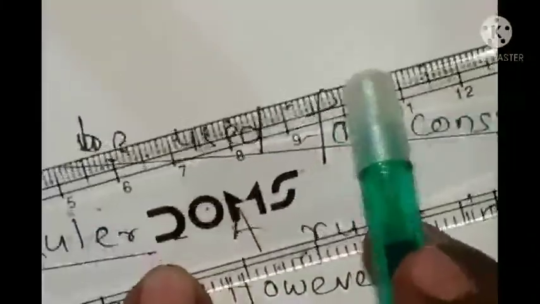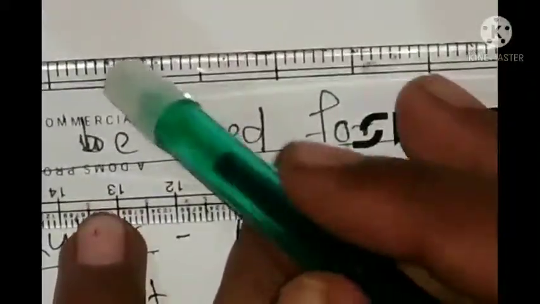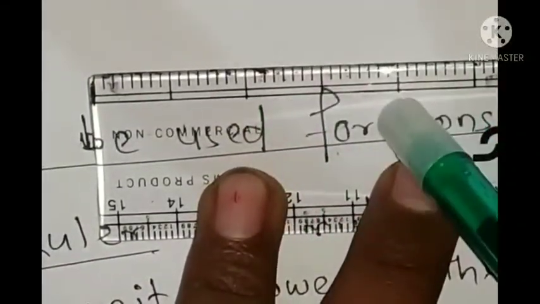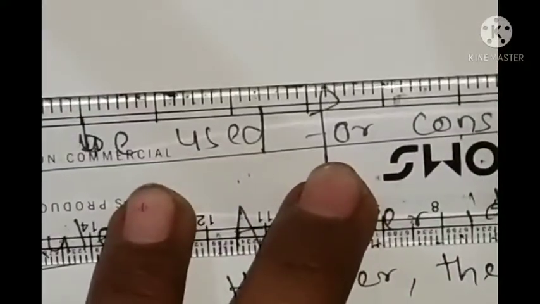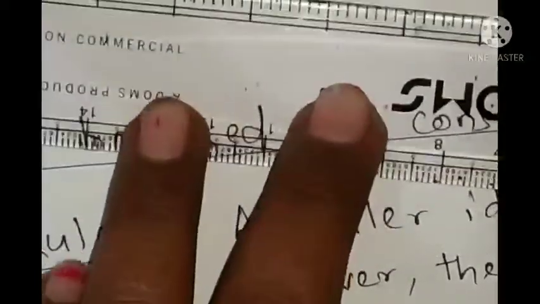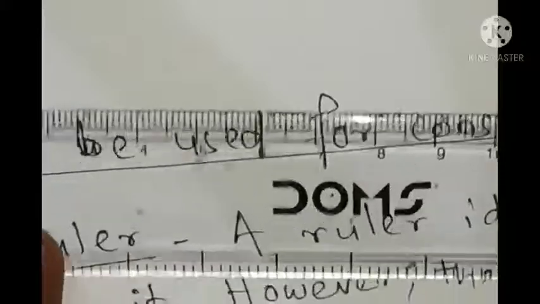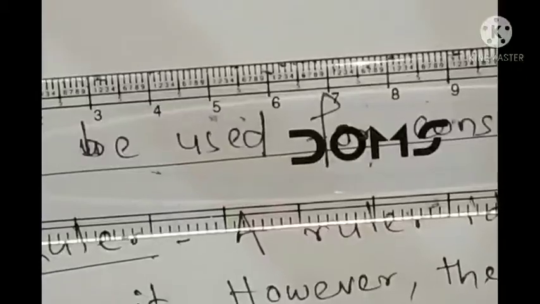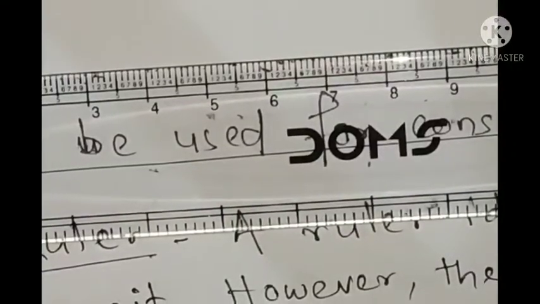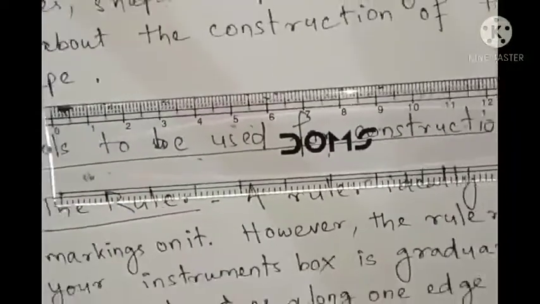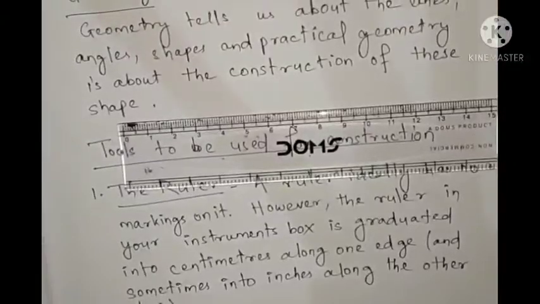So here one side is marked with centimeters, and the other side is marked with inches. Look at here, this one is 1 inch, 2 inch, 3 inch, 4 inch, 5 inch, 6 inch, like this. So what is the use? The use is to draw line segments and to measure length.